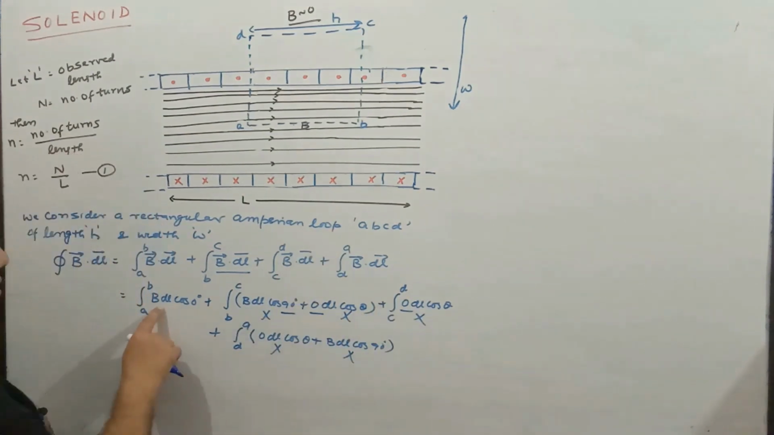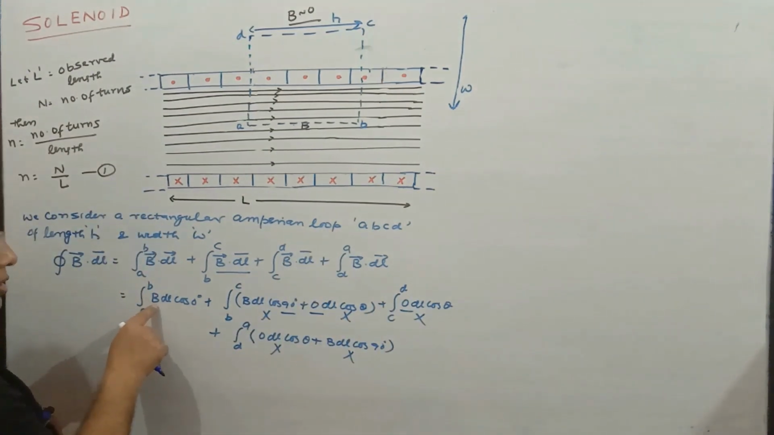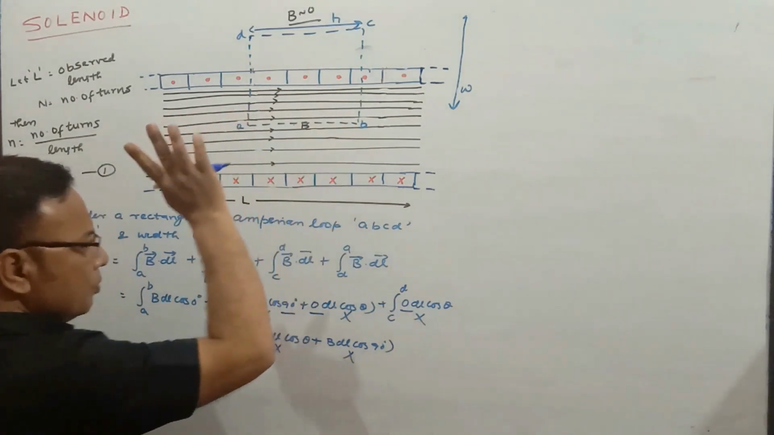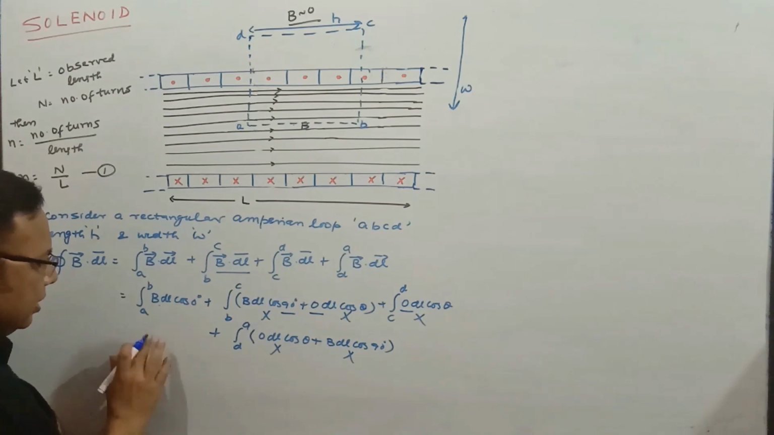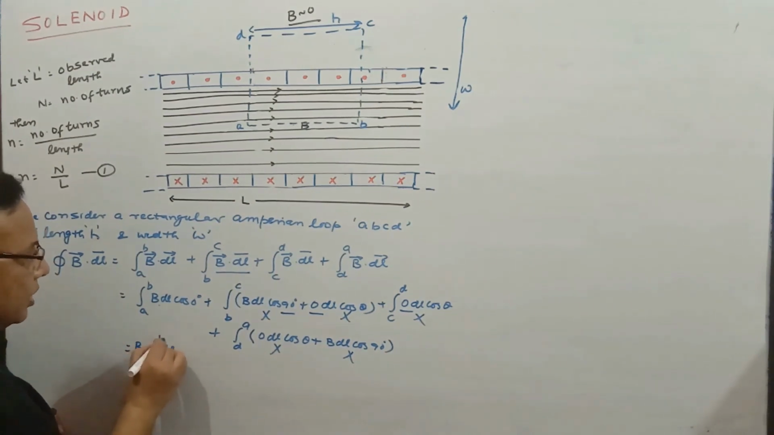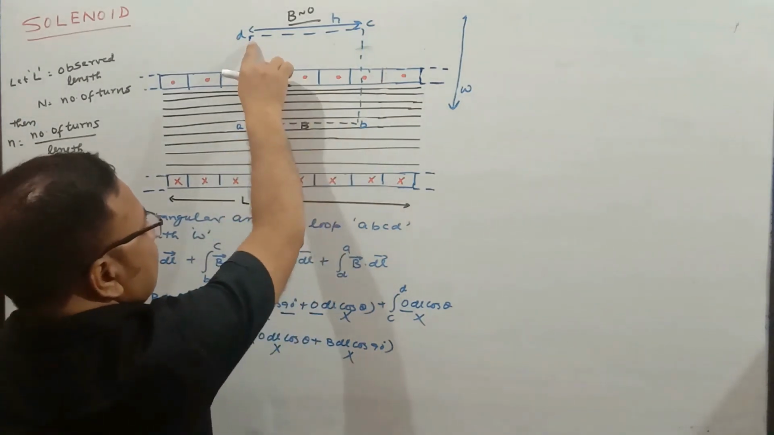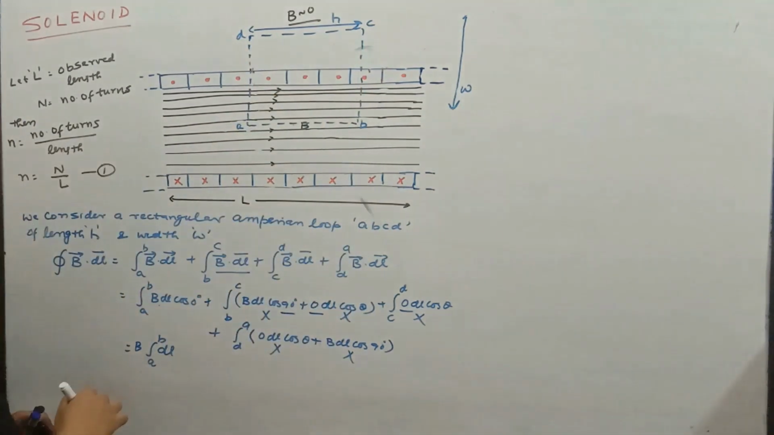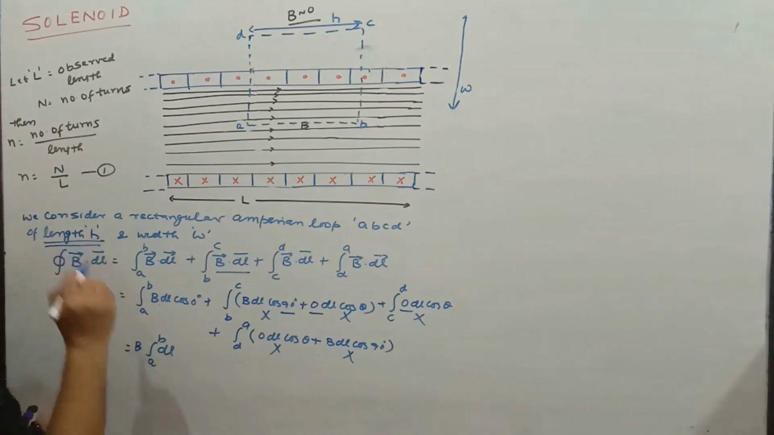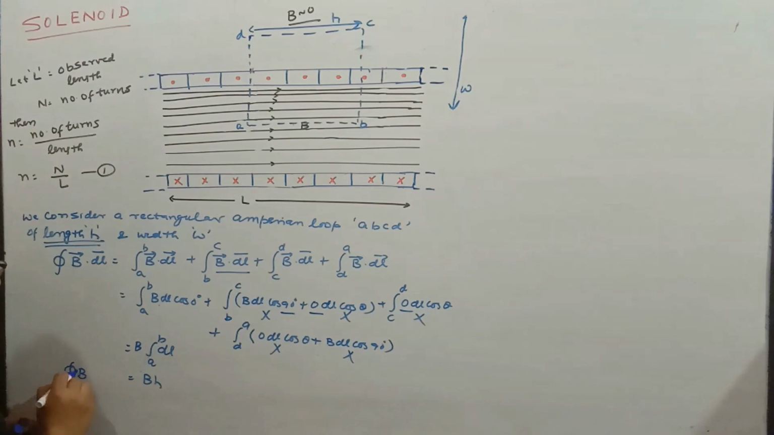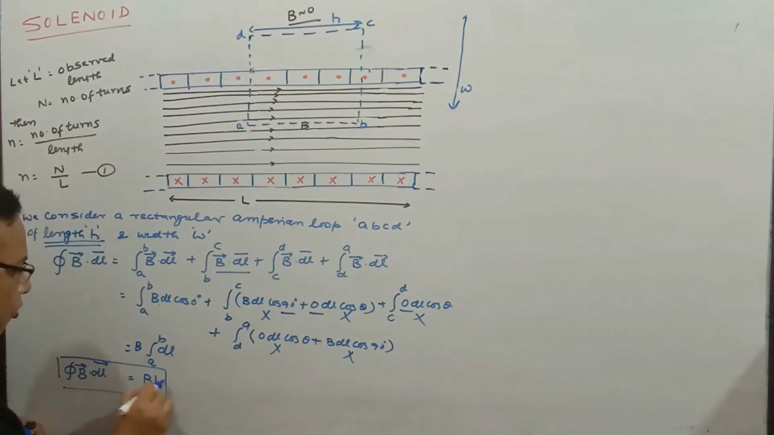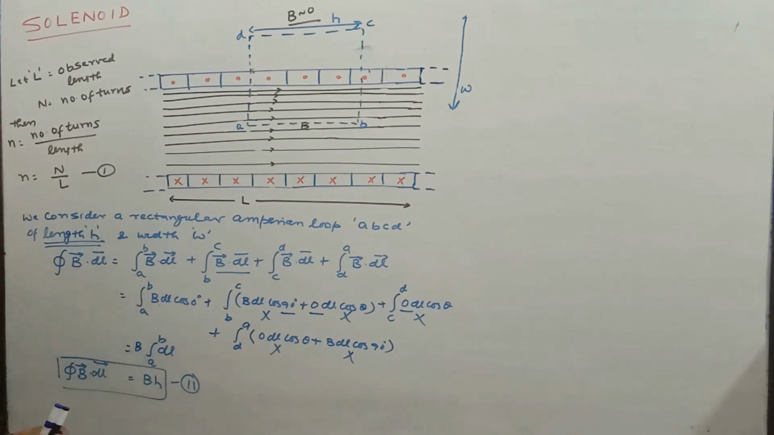So we are left with this, and I just said that this B is constant all along the length almost. So that is a constant, so we can take it out. Integration B, integration dl, from A to B. What is the length from A to B? That is equal to h. We had already written length h. So this is B into h. So integral B dot dl for the whole rectangular Amperian loop is equal to B into h. This is equation number 2.